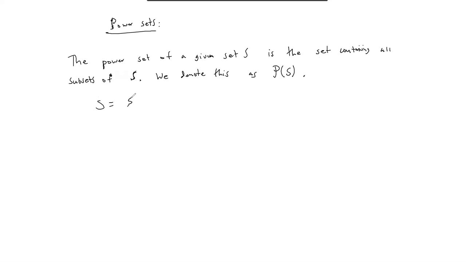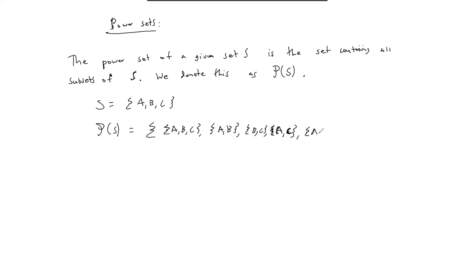So if S is equal to the set, I'll use the last example, {A, B, C}, the power set of S is equal to the set containing each element that is a subset of this set. So the set itself is one subset. The set containing each combination of 2 elements is a possible subset: A and B, B and C, and then A and C. Next, we have the singleton sets: the set just containing A, the set just containing B, and the set just containing C. And then lastly, the empty set.